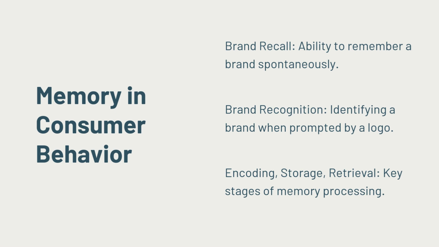Once encoding has been completed, storing now takes place, and storage here refers to how information is retained over time. In consumer behavior, it is critical that marketing messages are stored in long term memory, where they can be retrieved during the purchase decision making process. There are two kinds of memories here. We have the short term memory or the STM, and this has a limited capacity and it holds information briefly only. If the information is not meaningful or repeated, it will likely be forgotten.